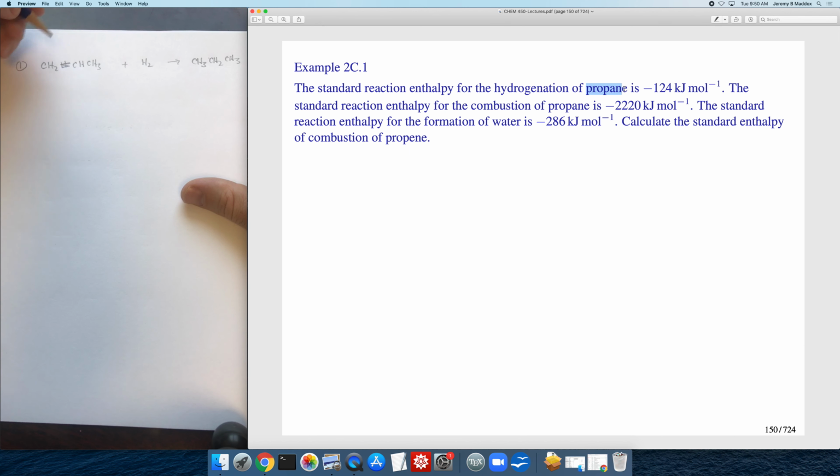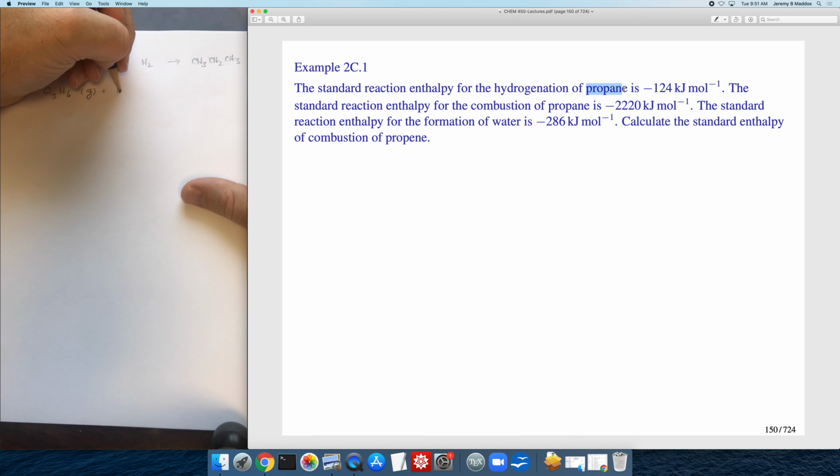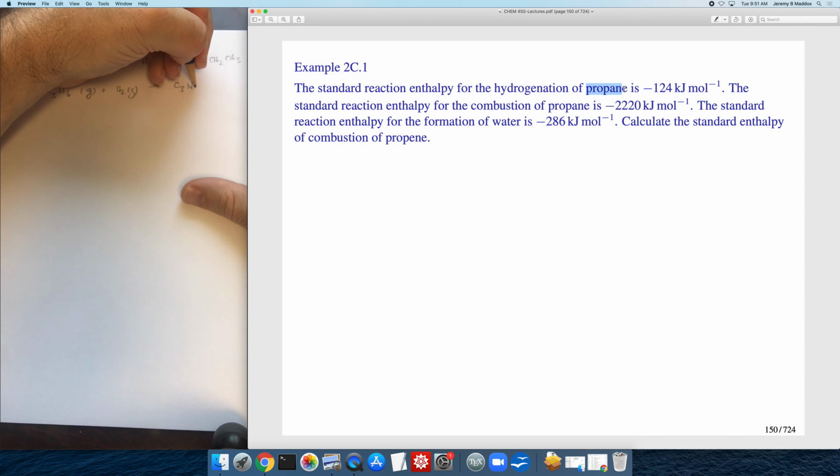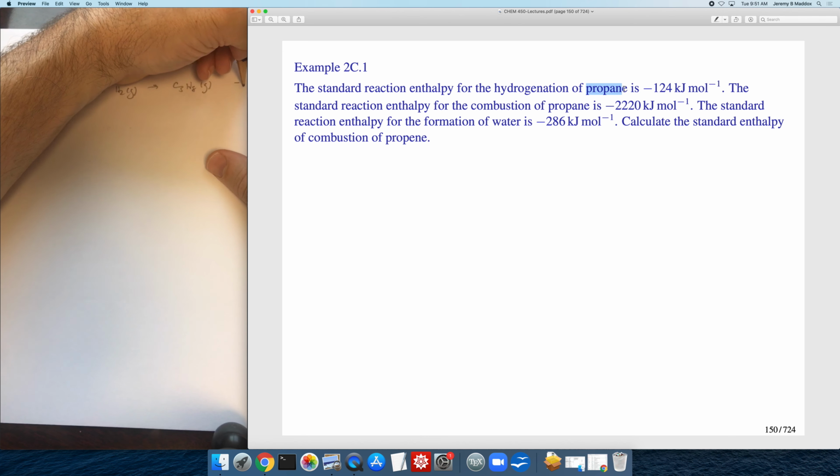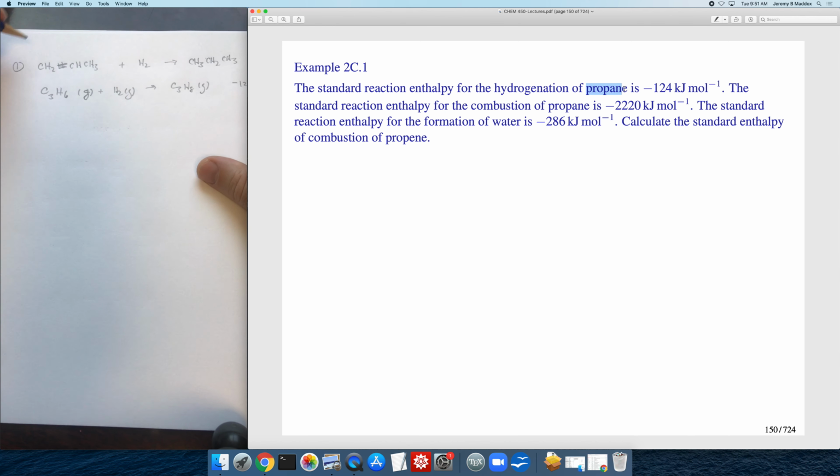So we'll make that C3H6 plus H2. So there's the gaseous reaction that we're working with. Here, I'll write it down, minus 124 kilojoules per mole, so there's the delta H.